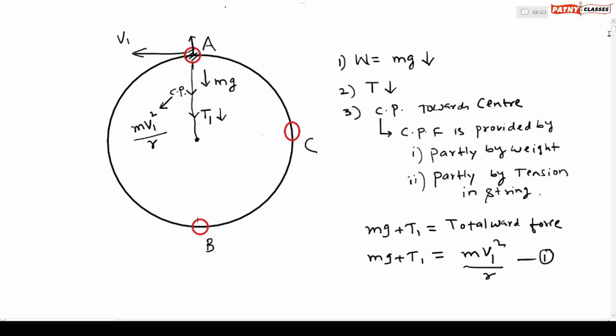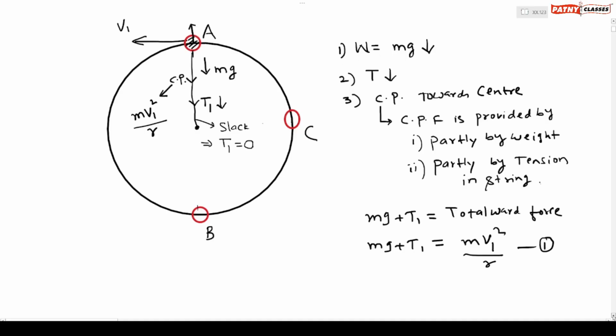Coming back to the earlier case where we got equation number 1, mg plus T1 equals m v1 square upon r. Now when the body is at position A, the string is slack, implying there is no tension in the string. Therefore, when the body is at position A, the tension in the string equals 0. This idea will help us find the linear velocity of the revolving object at position A.